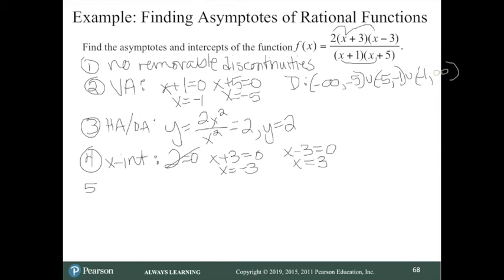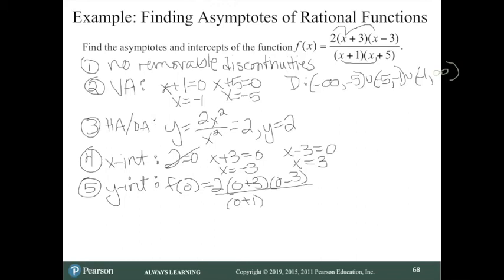And lastly, we'll find our y-intercept, which is f of 0. So we have 2 times (0 plus 3) times (0 minus 3), divided by (0 plus 1) times (0 plus 5). 2 times 3 is 6, times -3 again is -18, divided by 5 times 1 is 5. So our y-intercept is approximately -3.